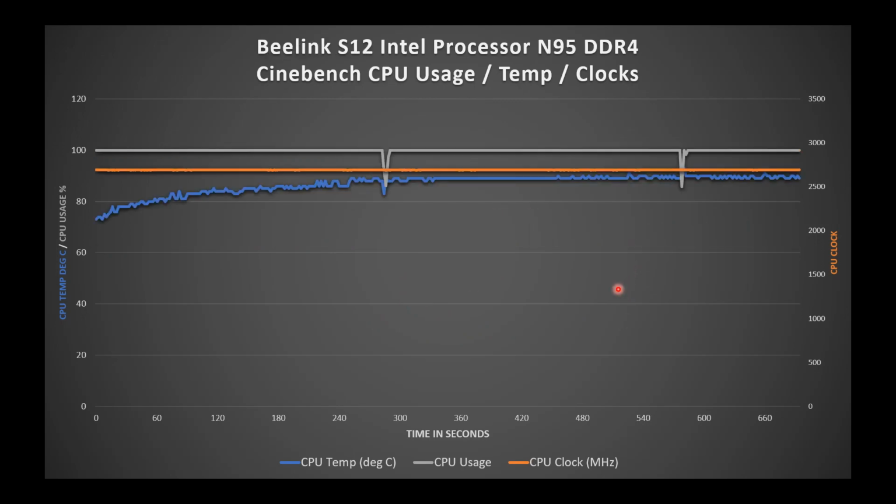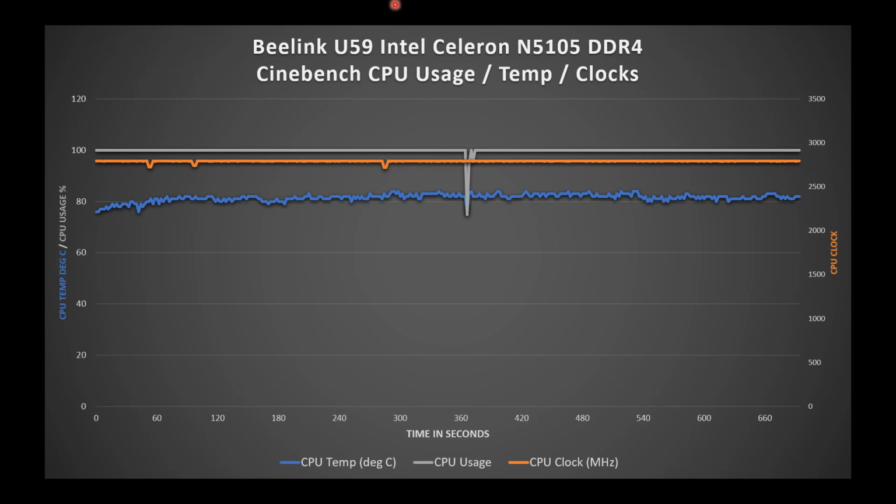Now the Beelink S12 with the N95 processor with DDR4 RAM, it started at about 80°C and went up to about 87, 88°C, and then it was pegged at about 2,700 megahertz on the CPU at 100% usage. And lastly, we've got the Beelink U59 with the Celeron N5105, the older generation CPU, and it hovered right around 80 to 81°C throughout the test at about 2,800 megahertz and 100% CPU usage.